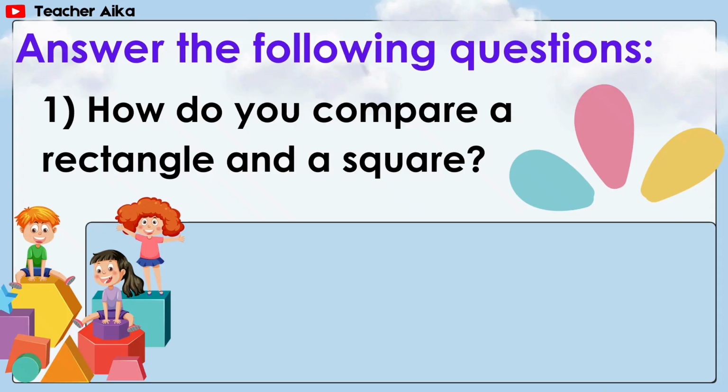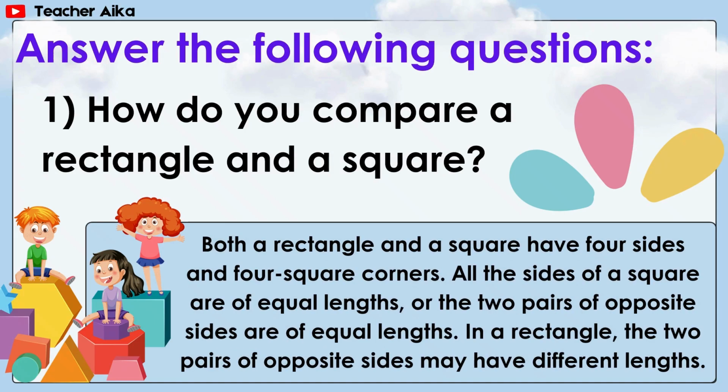Let's answer the following questions. 1. How do you compare a rectangle and a square? Answer. Both a rectangle and a square have 4 sides and 4 square corners. All the sides of a square are of equal length, or the 2 pairs of opposite sides are of equal length.